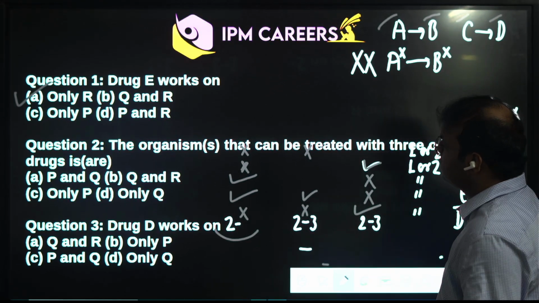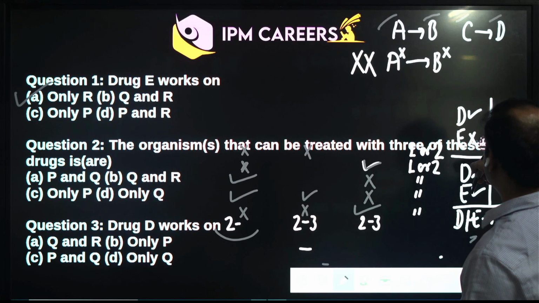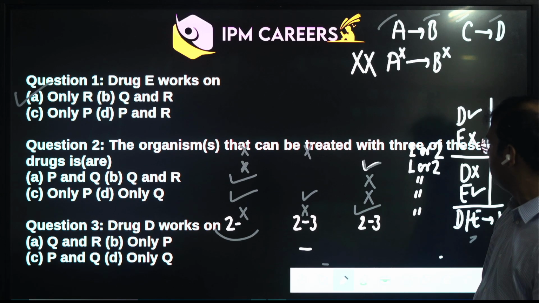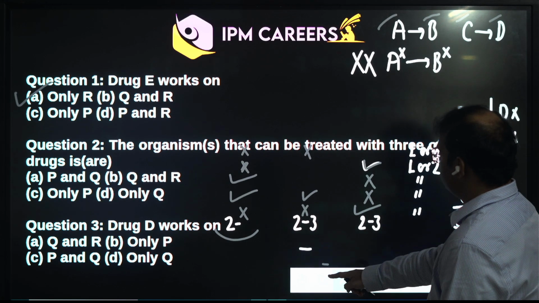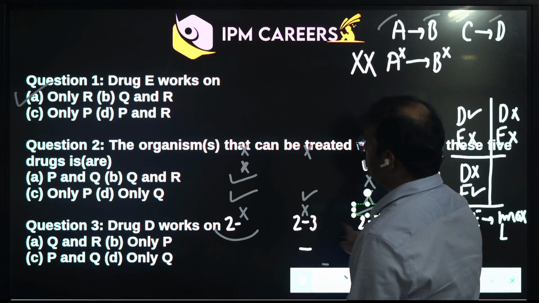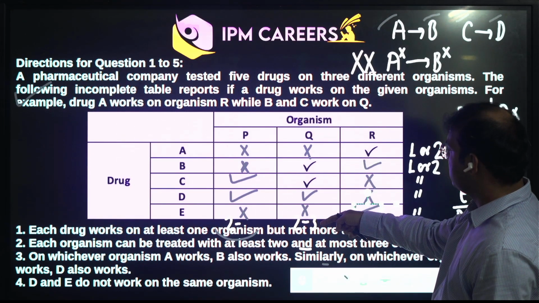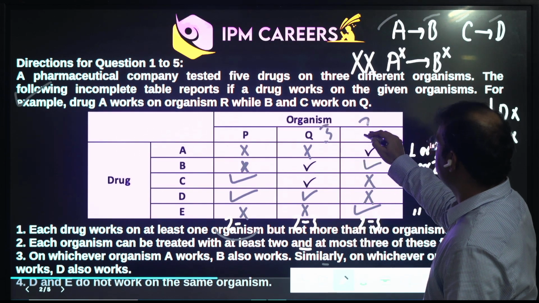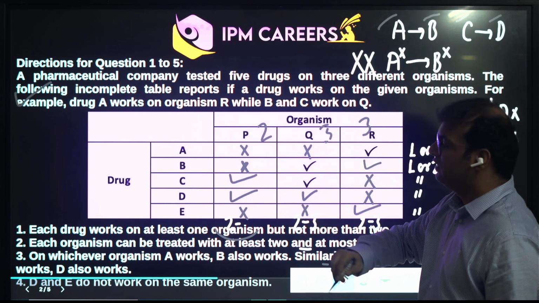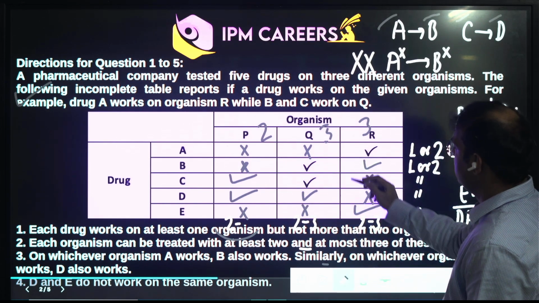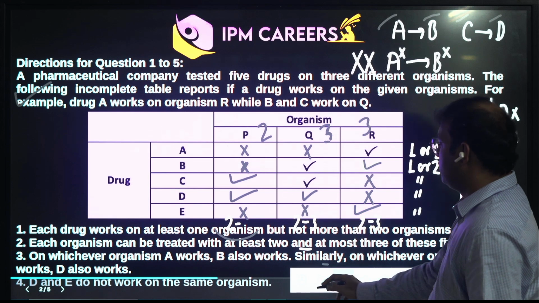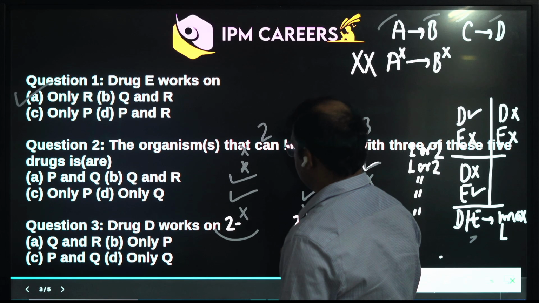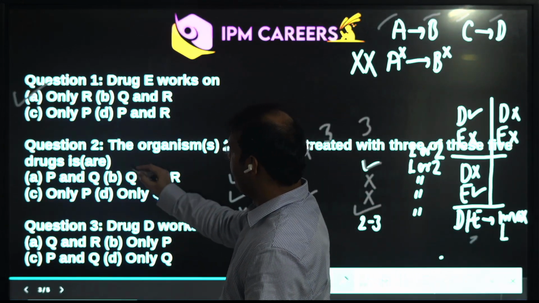The second question says the organism or organisms that can be treated with three of these five drugs is or are. Means which organisms can be treated with three of the drugs, right? So organism Q is treated by three drugs, and organism R is also treated with three drugs, as we can see. But organism P is treated with only two drugs. So the answer should be organism Q and organism R. So let's see, guys, which option is the answer. We can say the best answer is option B, right?